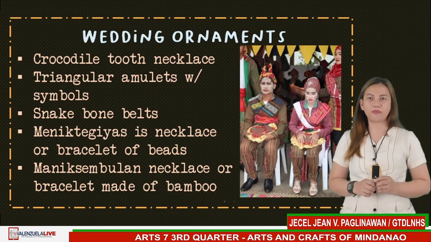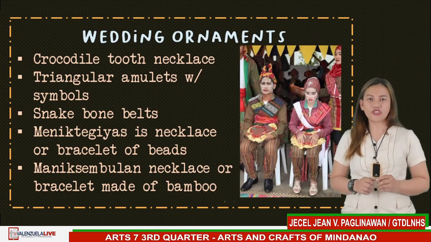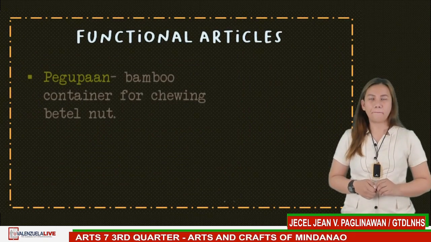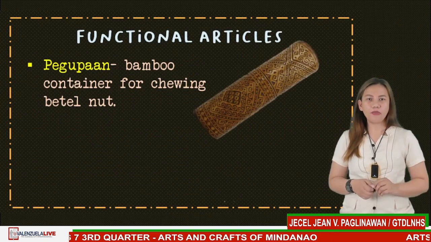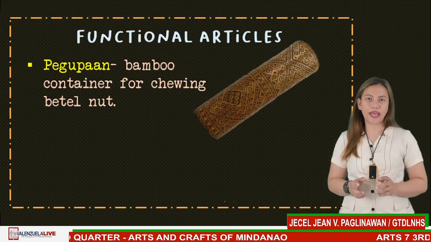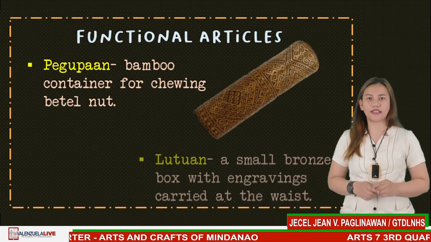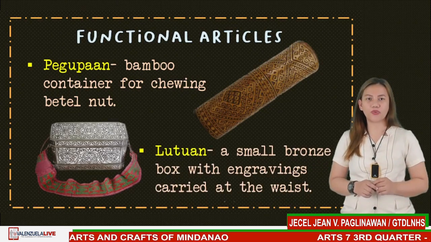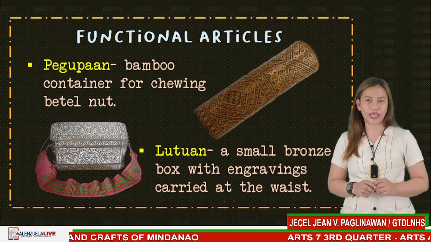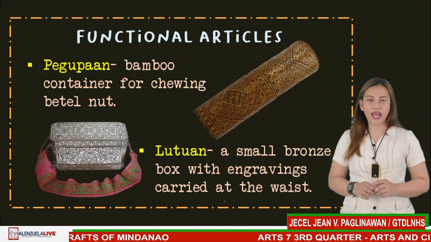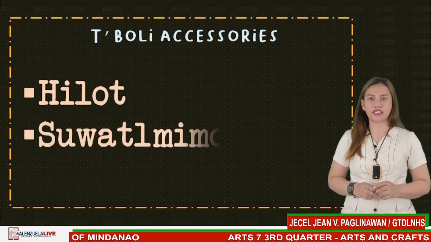serve as added protection. Functional articles. Pegupaan, a bamboo container for chewing betel nut. Lutuan, a small bronze box with engraving carried at the waist. Next, we have Tivoli's accessories.